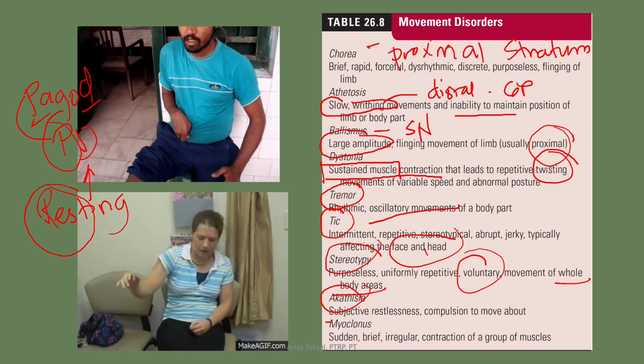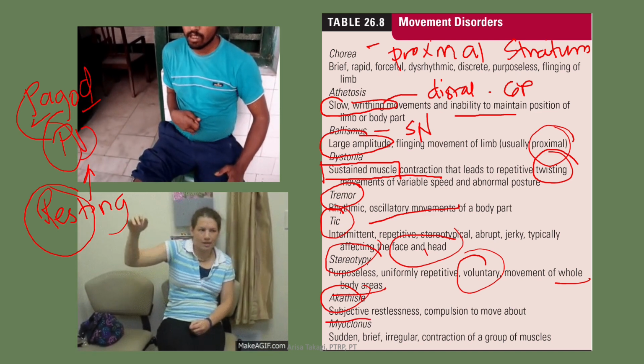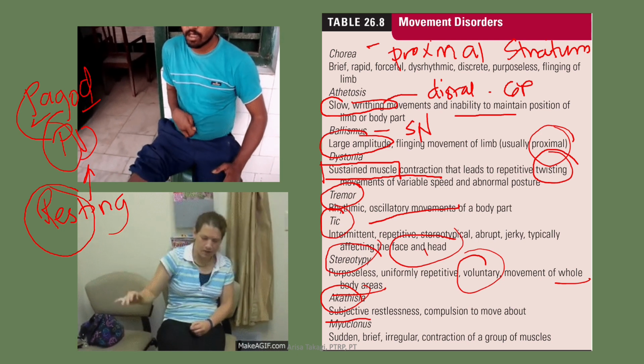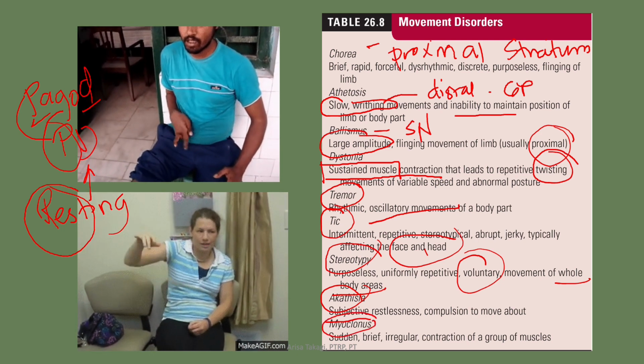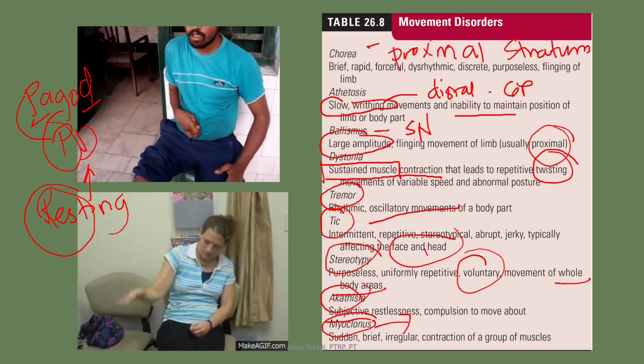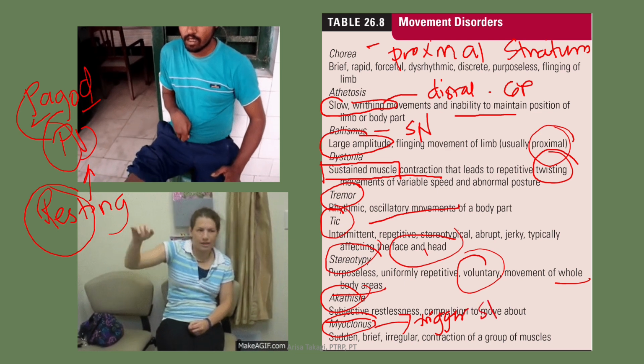Akathisia, this is again subjective. Restlessness, compulsion to move about. Yun, mga hindi mapakali. That's akathisia. Myoclonus, this is sudden, brief, irregular contraction of a group of muscle. Again, this is usually triggered by stretch reflex.